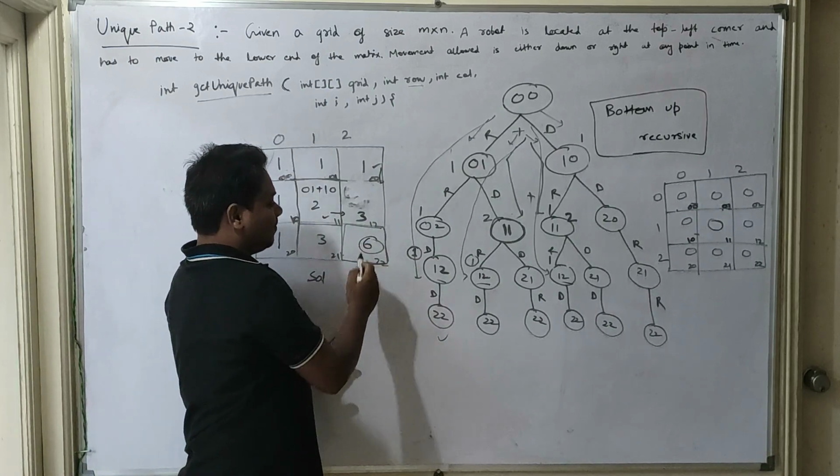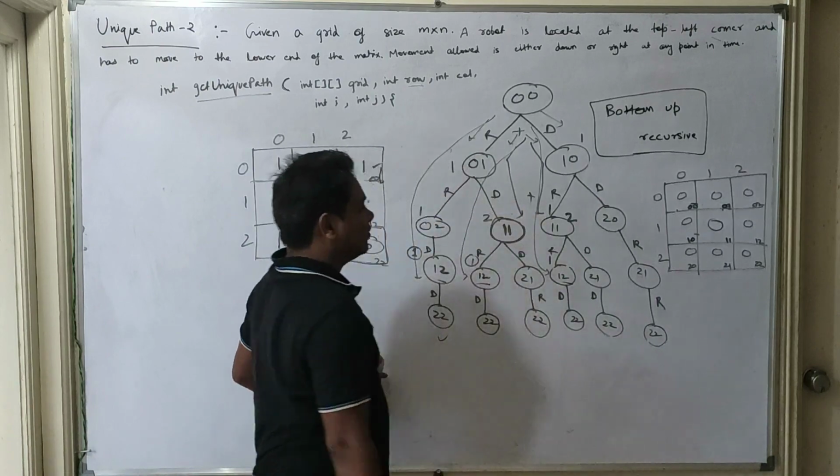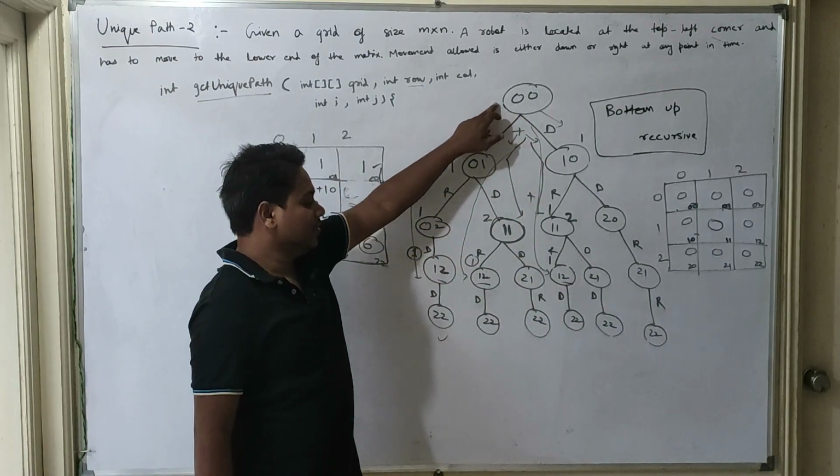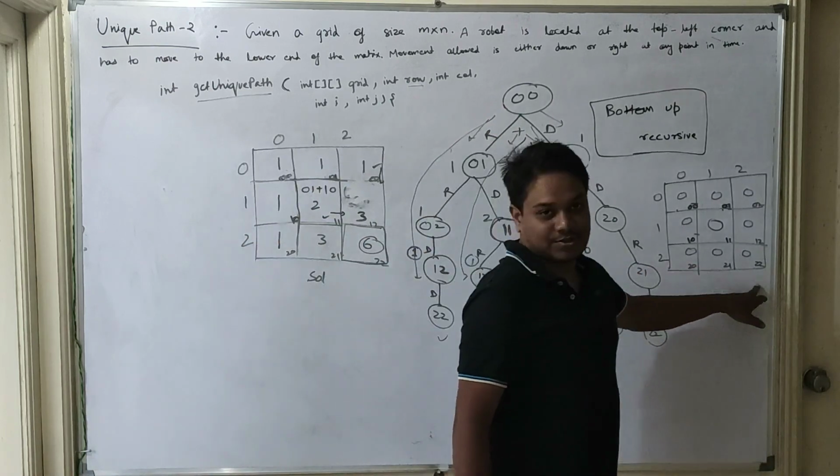So total number of paths are 6. As you can see over here, 1 2 3 4 5 6 is the total number of paths to reach from 0 0 to the end of the matrix, right?